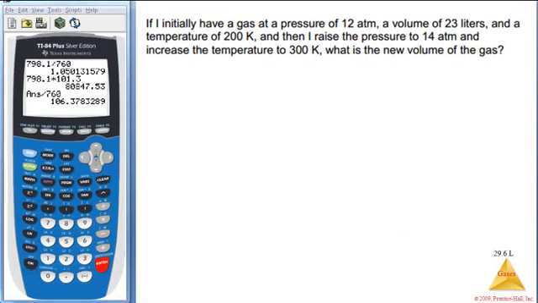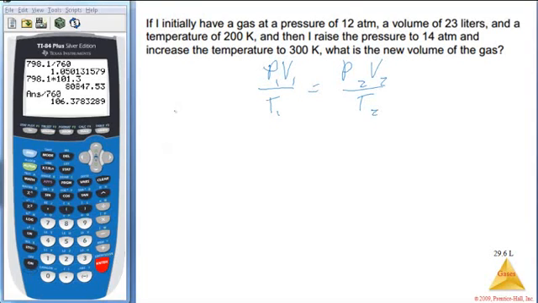Okay, if I initially have a gas at 12 atmospheres in a volume of 23 liters and a temperature of 200 K, then I raise the pressure to 14 atmospheres and increase the temperature to 300 K. What is the new volume of the gas? There are lots of different ways to attack these gas law problems. You can say initial conditions equal final conditions, and solve.